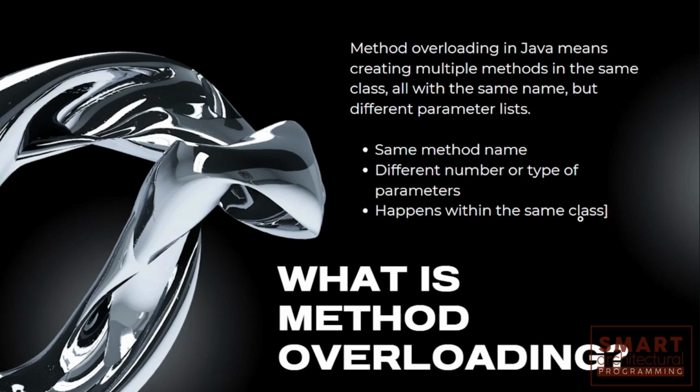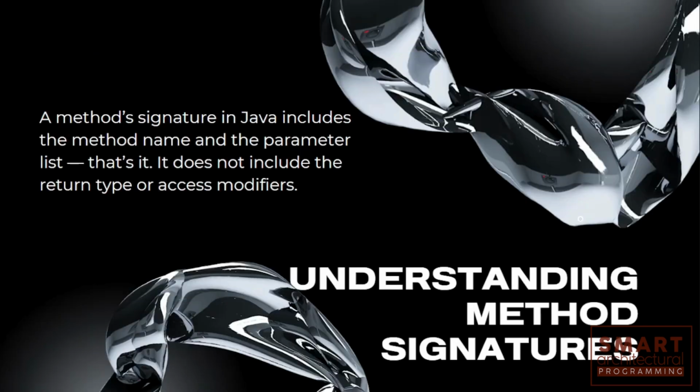Now that we understand that, we need to understand method overloading further, and to do that we need to understand method signatures. A method signature includes the method name and the parameter list. That's it. It does not include the return type or access modifiers. So a method signature, which is its identifying mark, is its name and parameter list. Return type does not affect the method signature. This means you can't overload a method just by changing the return type. That is an important distinction to understand.